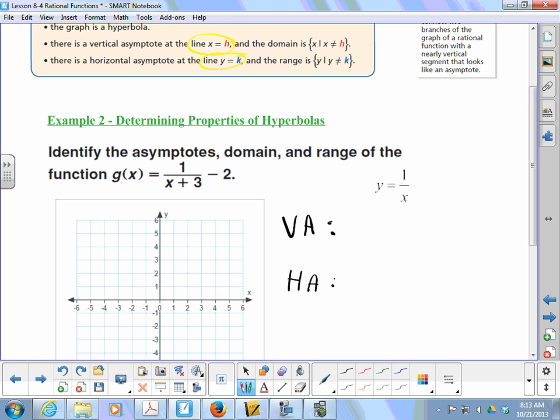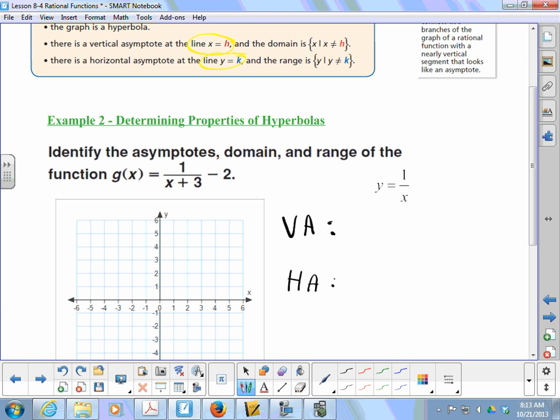If you just put a number, it's wrong, okay? Because it's not a number, it's a line, right? So we need to identify h and k. So we have 1 over x plus 3 minus 2. So John, what's h in this case?